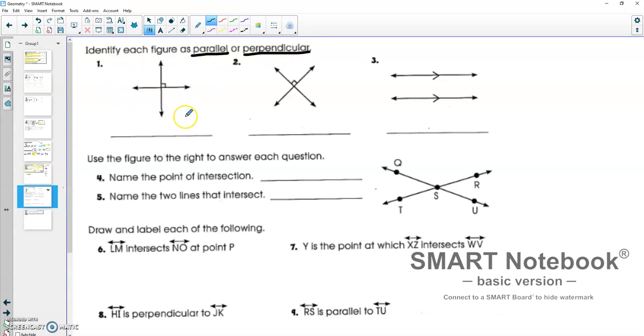So let's look over here. Are they crossing? Yes. So they are intersecting lines, and it is perpendicular because it has a little box. So this one, I'm going to just write P for perpendicular. Okay. If I look at number 2, they still cross each other, intersecting, and it has a right angle. So we still know it's perpendicular.